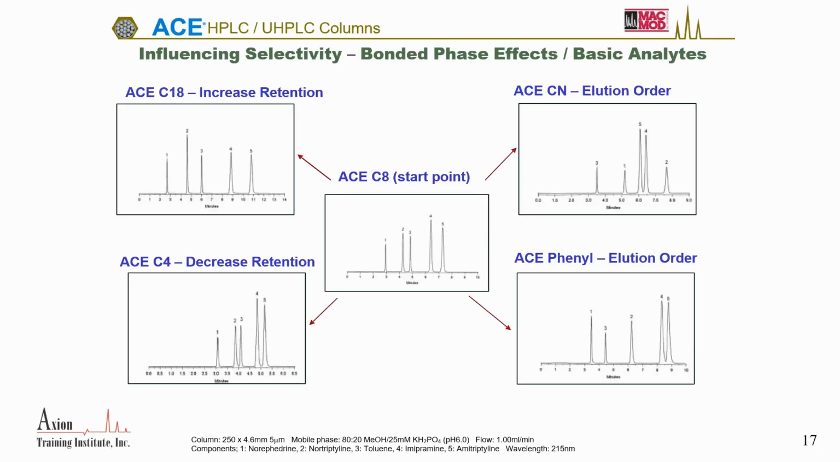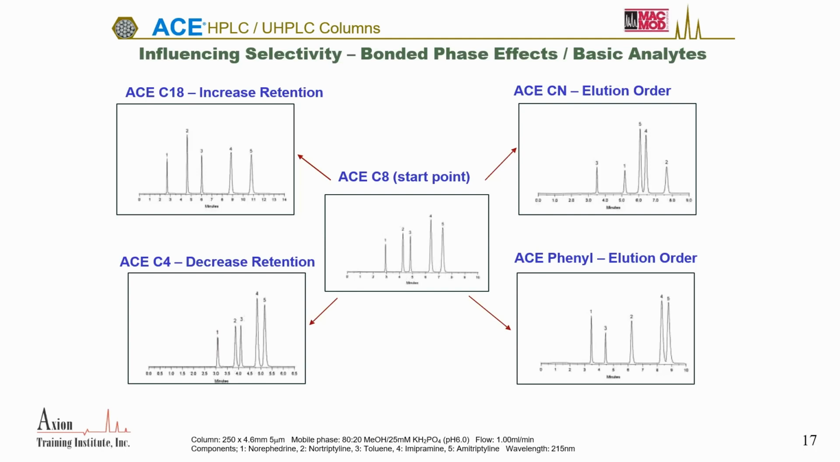So thanks to my friends at MacMod and ACE for providing some slides. And as I was putting together these talks, I'm looking at some great work that was out there. I was like, oh, I like that slide. So thanks to my MacMod buddies for getting me these. So this is sort of cool. ACE makes a bunch of different columns. This is a C8 we're starting with, and it's like, what can we do to modify, if we go to a different stationary phase, what's it going to do?